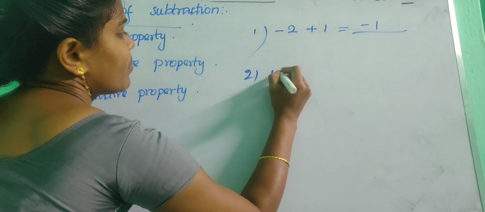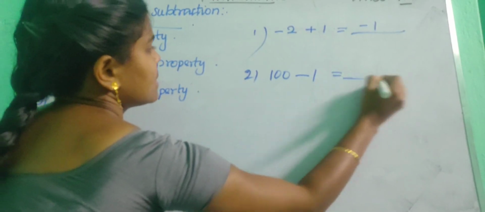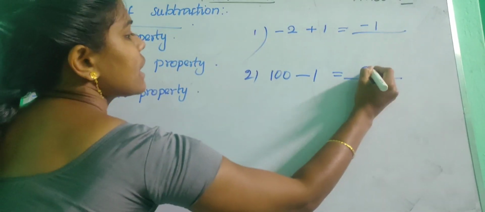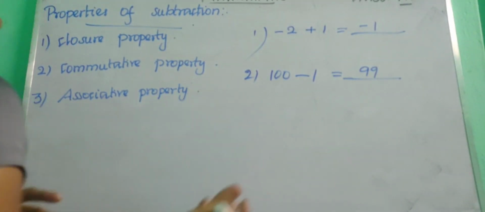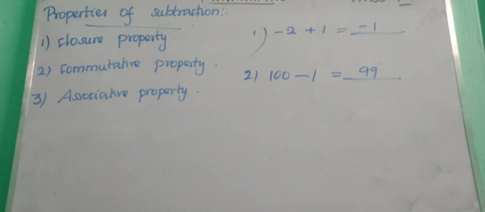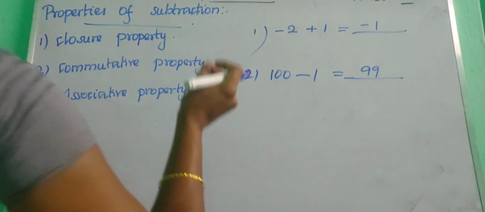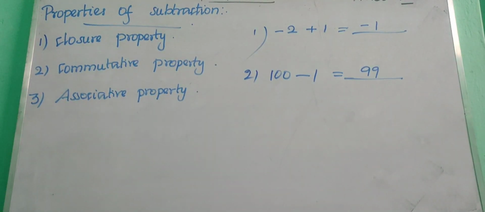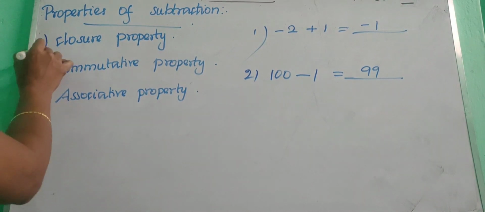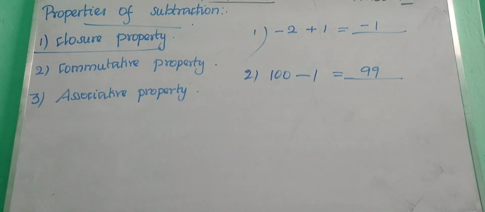And then if you are having 100 minus 1, so what is the answer? 99. Okay, so that we can say the integers are closed under subtraction. Okay children, so likewise if you are adding or subtracting any two integers, if you got an integer as the answer, that is called closure property. Okay children, so in subtraction also we are having closure property. And then the next topic is commutative property.